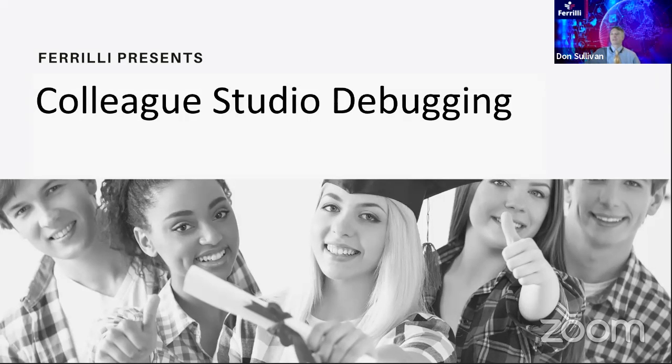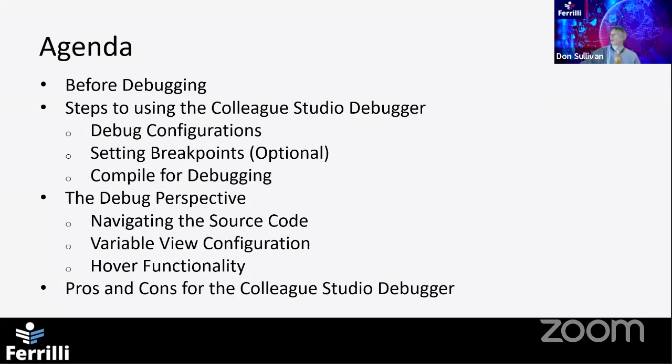So I just want to talk about the agenda a little bit today. We'll start out with before debugging, how to get set up there, steps using the Colleague Debugger, including the configuration, setting breakpoints, and compiling for the debugger. And then we'll cover the Debug Perspective in Studio, navigating source code in there, the variable view configuration, and then the hover functionality. And then finally, we'll look at the pros and cons for using the Colleague Studio Debugger.